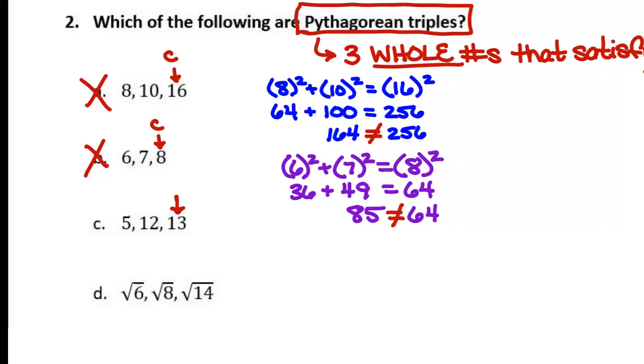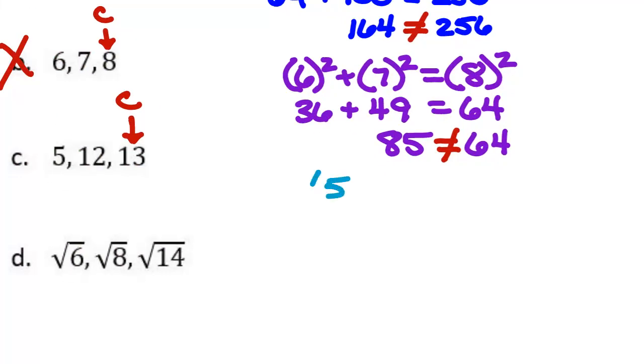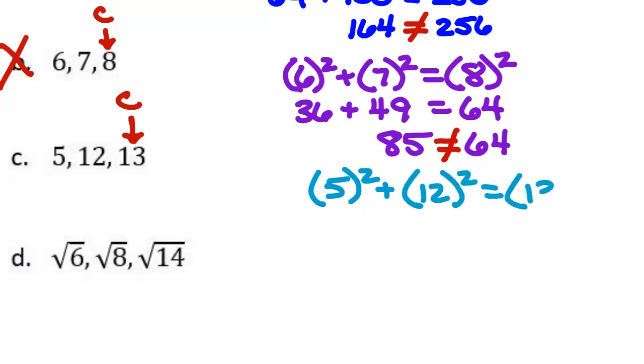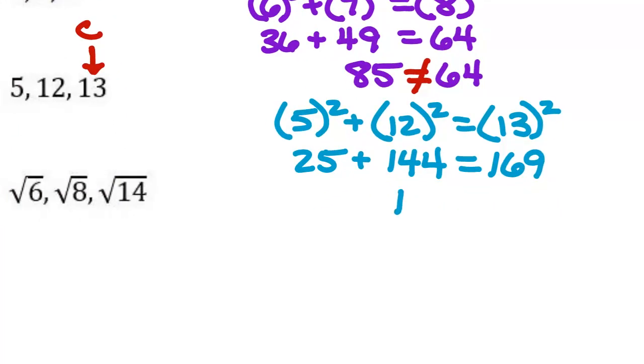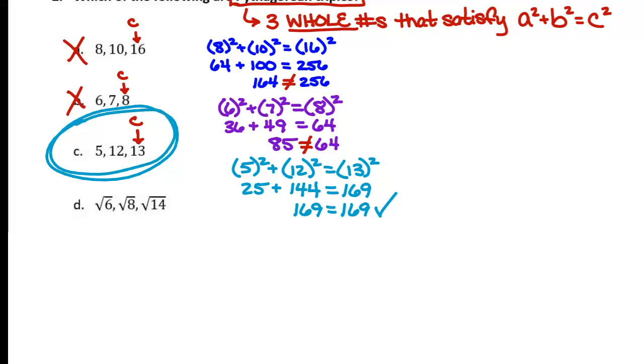All right, the next one. 13 has to be my C value now. So 5 squared plus 12 squared equals 13 squared. You guys already told me that 5 squared is 25 and that 12 squared is 144. What's 13 squared? 169. What is 25 plus 144? 169 equals 169. This one came out to be the same on both sides. So this one is a Pythagorean triple.